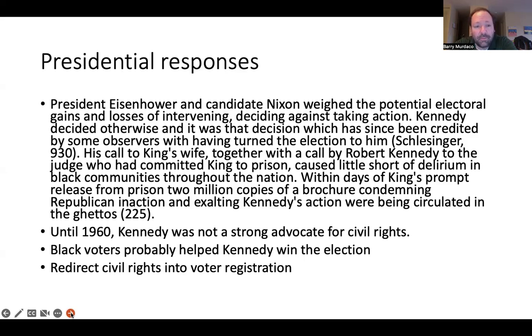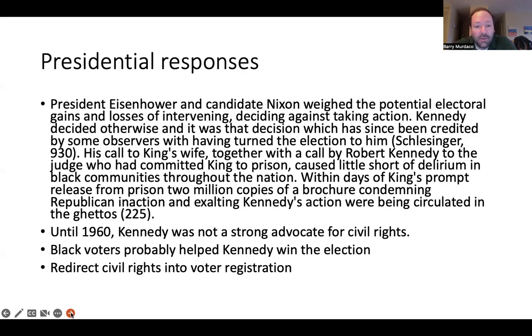Kennedy decided otherwise, JFK, obviously, and it was that decision which has since been credited by some observers with having turned the election to him. His call to King's wife, together with a call by Robert Kennedy to the judge who had committed King to prison, caused little short of delirium in black communities throughout the nation. Within days of King's prompt release from prison, 2 million copies of a brochure condemning Republican inaction and exalting Kennedy's action were being circulated in the ghettos.